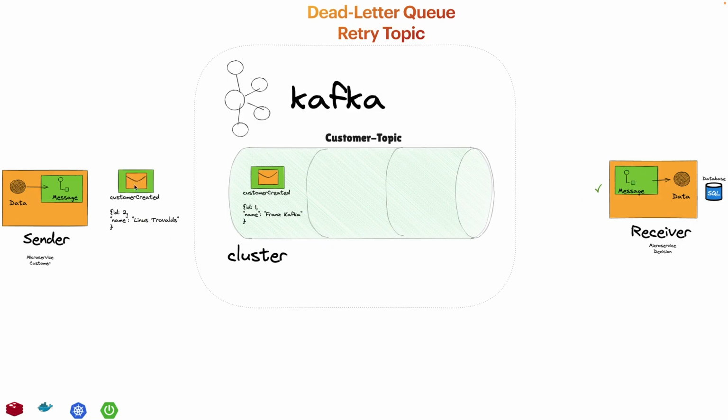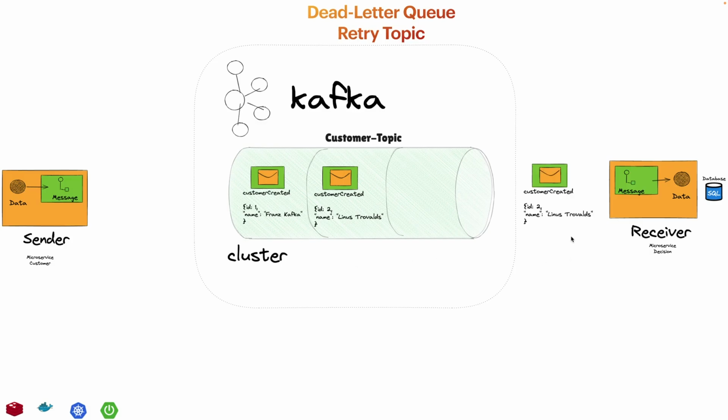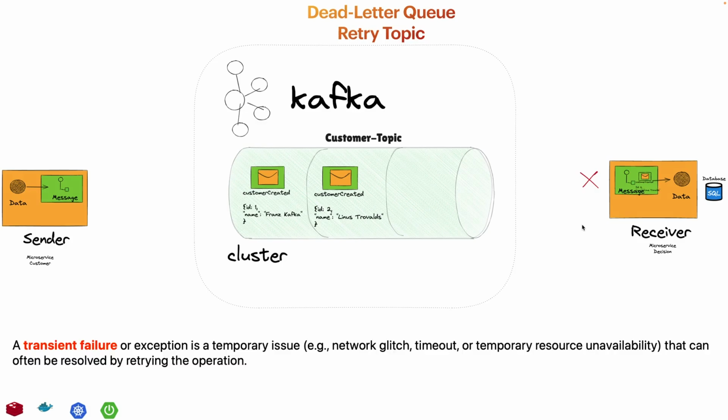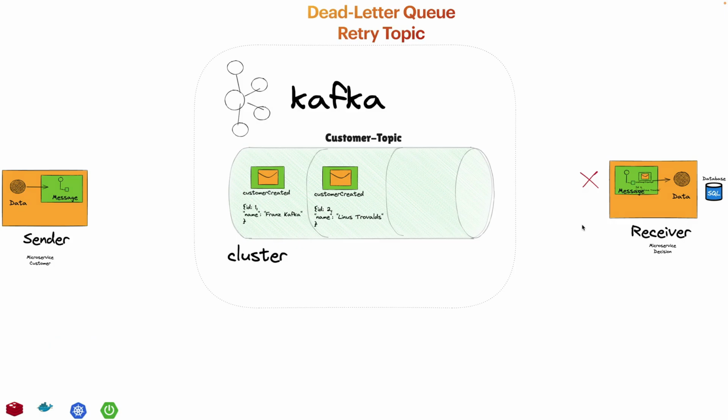Now, the second time, the customer microservice once again produces a message to the Kafka broker in the topic, and the decision microservice will consume this message. Wow. Now this time we got an exception. So let's assume that this is a transient exception. For example, the database might not have been available at the time, causing a connection timeout. Or even, let's suppose that our decision microservice tried to invoke a third-party API that responded with a timeout. So these are exceptions that can be retried.